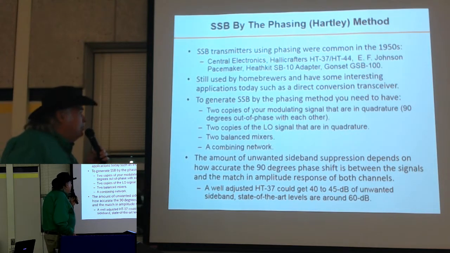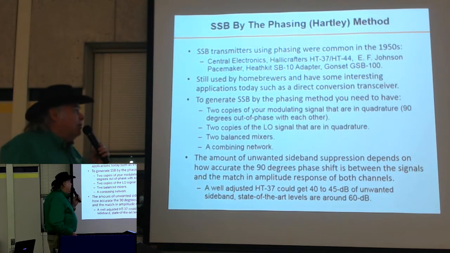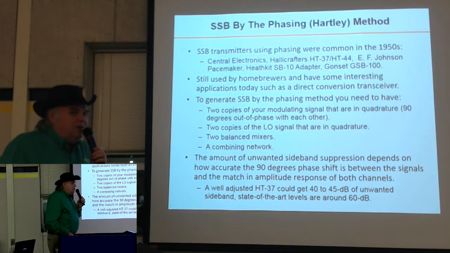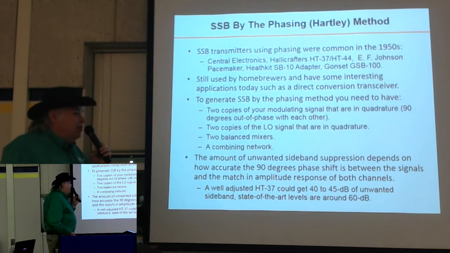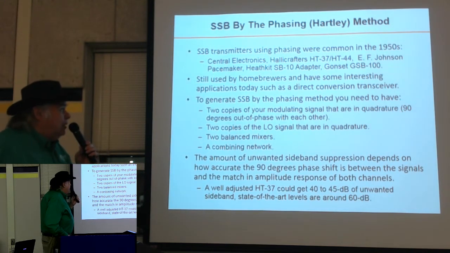Single sideband transmitters with phasing were kind of common in the 1950s. Central Electronics, the CV100, and a few others used phasing. Hallicrafters had it in their HT37 and HT44, of which I have both. E.F. Johnson's Pacemaker, which Mike AE4R has, is one such rig. The Heathkit SB10 was an adapter for single sideband that worked with the DX100. And Gonset also made a nice little transmitter, the GSB100. All those were commercial ham rigs that used phasing.